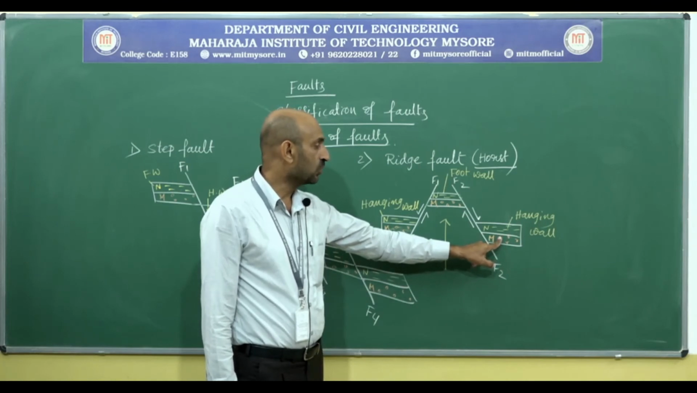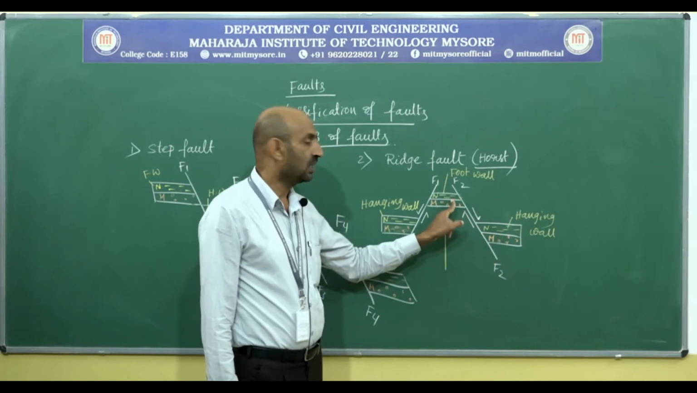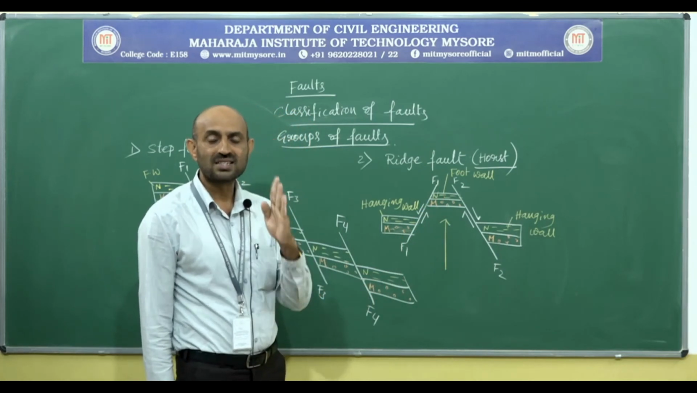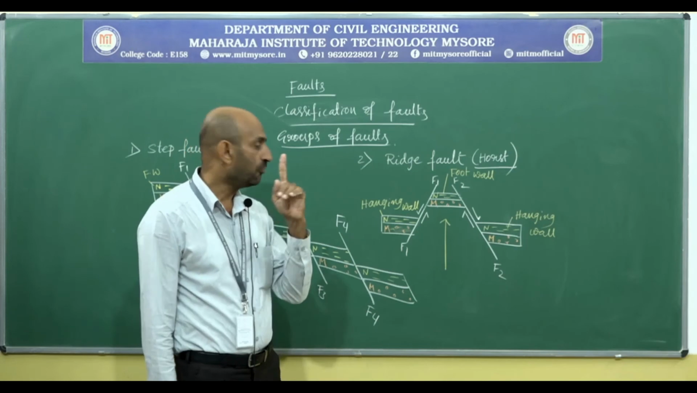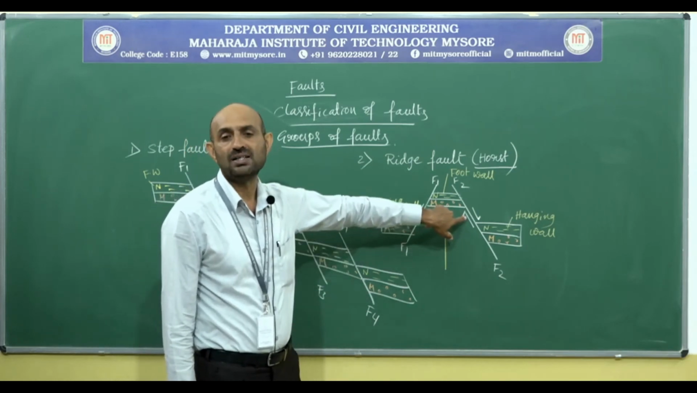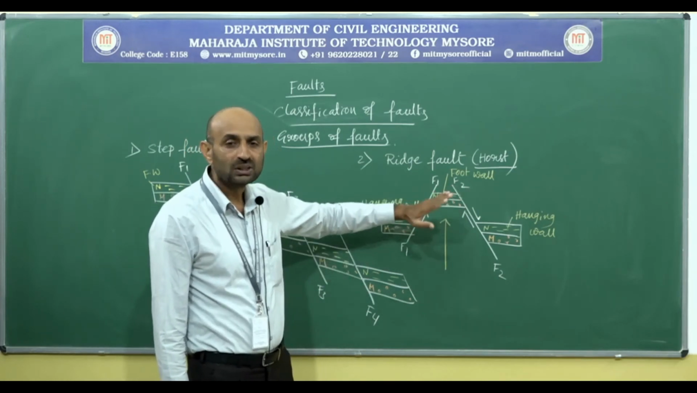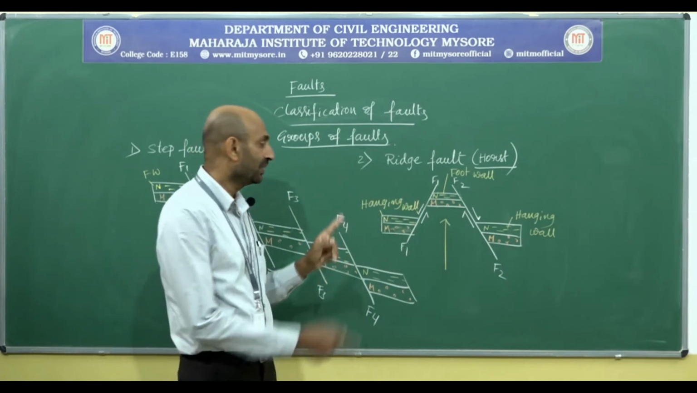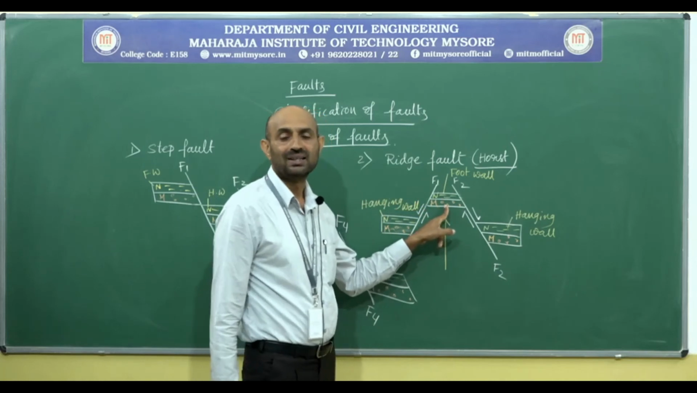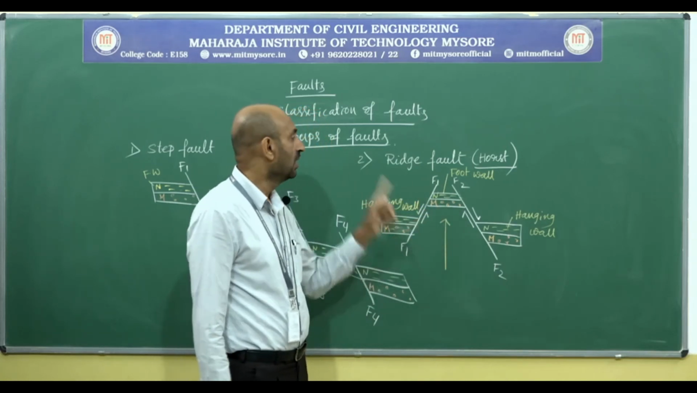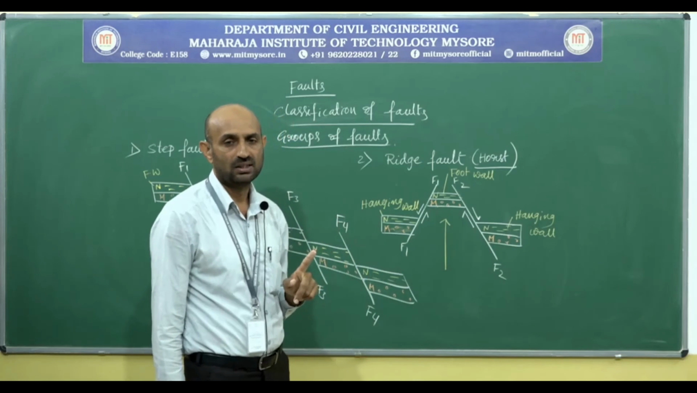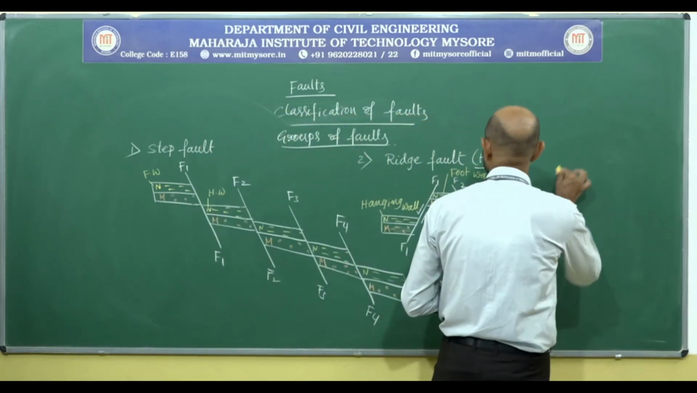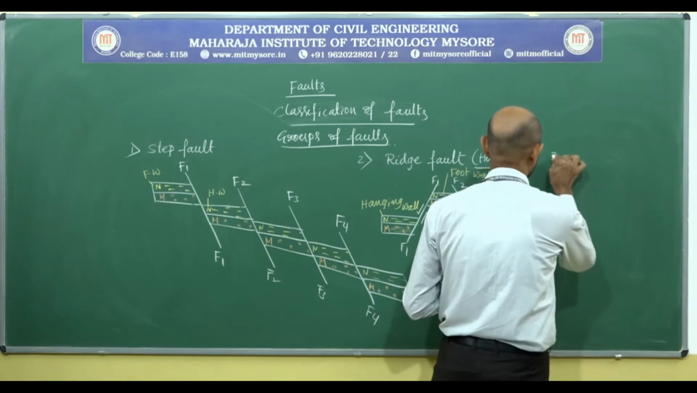Hanging wall becomes the downthrown block, footwall becomes the upthrown block. Which means a fault system consisting of a pair of normal faults where both the fault planes are inclined away from each other with a common upthrown block is called a ridge fault. The next one is trough fault.